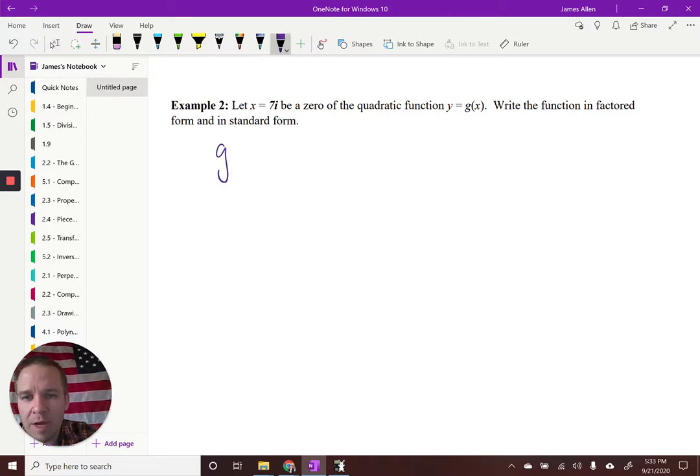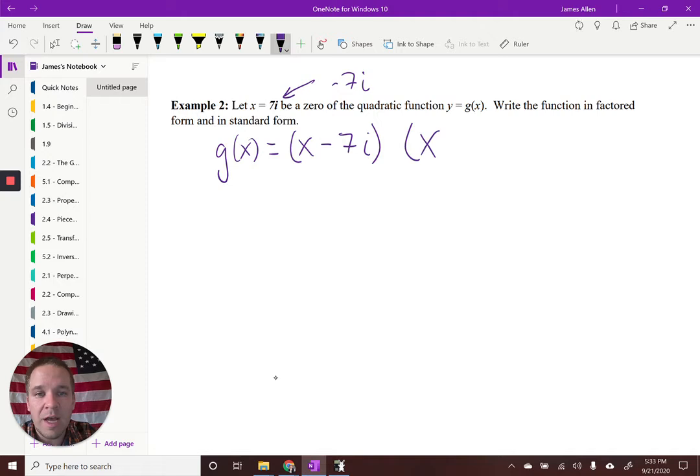So I would have g of x equals, and if 7i is one of the zeros, x minus 7i would be the factor paired with that. And keep in mind, if 7i is one of the zeros, then negative 7i is the other 0. So I'd have x minus negative 7i, or plus 7i. Don't forget about your basics when we're writing these functions out. It's like if you had x equals 3 was a 0, you would know that x minus 3 is my factor, right?